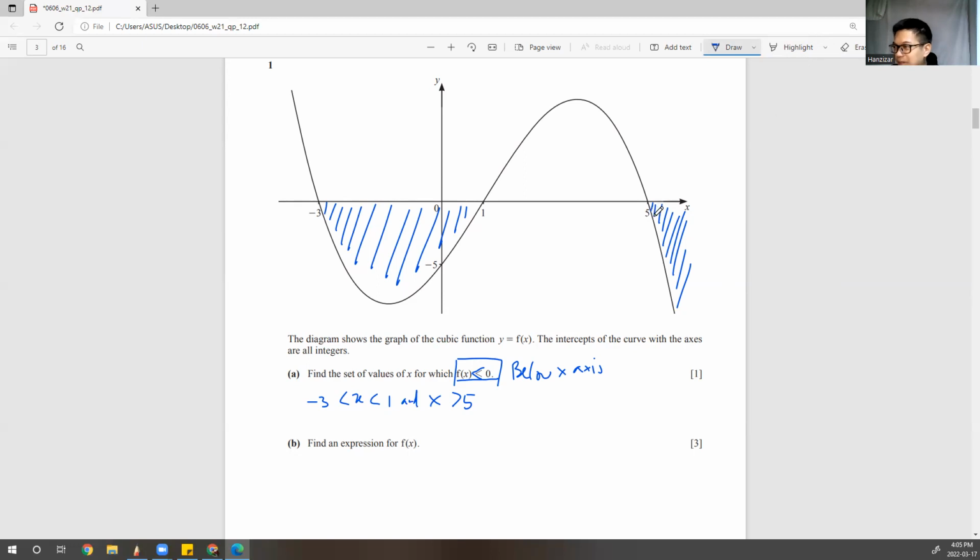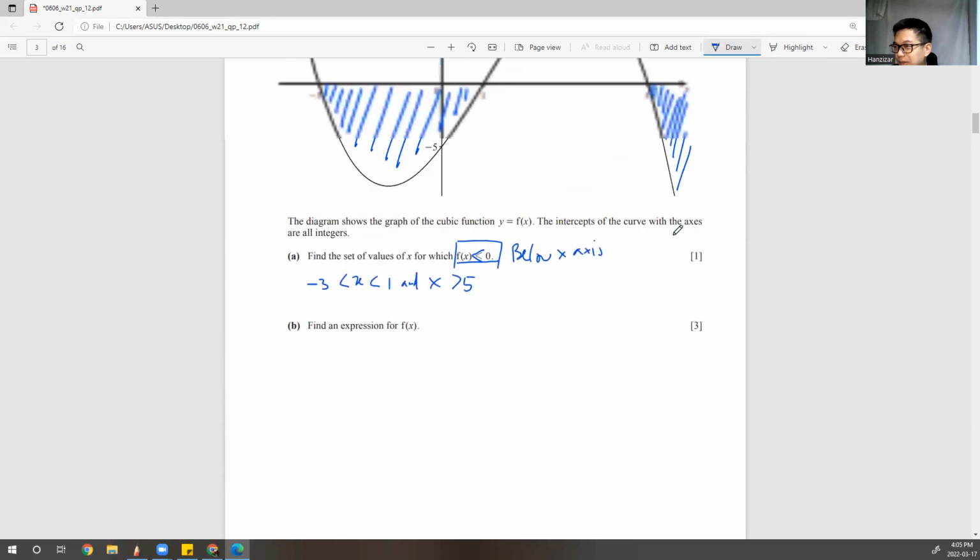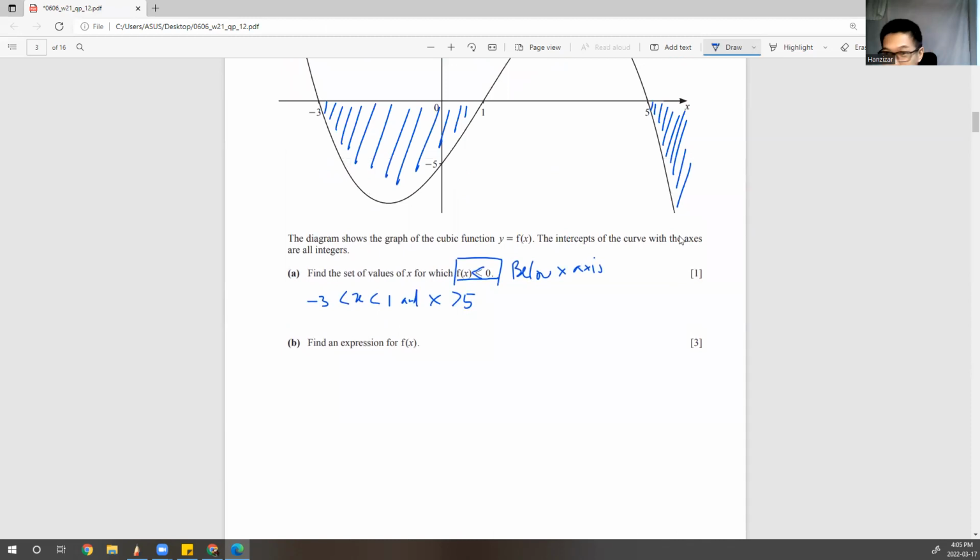Now the expression for f(x). For finding the expression, you have some space here. Again, you need to find at least 3 points because we have a cubic function. For a cubic function, f(x) equals ax cubed plus bx squared plus cx, right? If it is a quadratic function, ax squared plus bx plus c, you have to pick 2 points, but in this case, cubic, at least 3 points. This is the note.